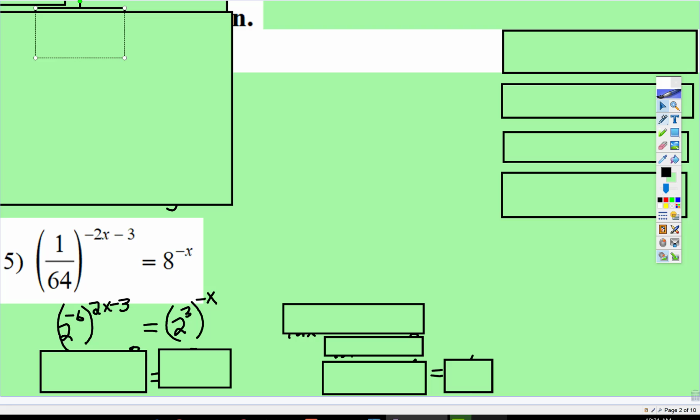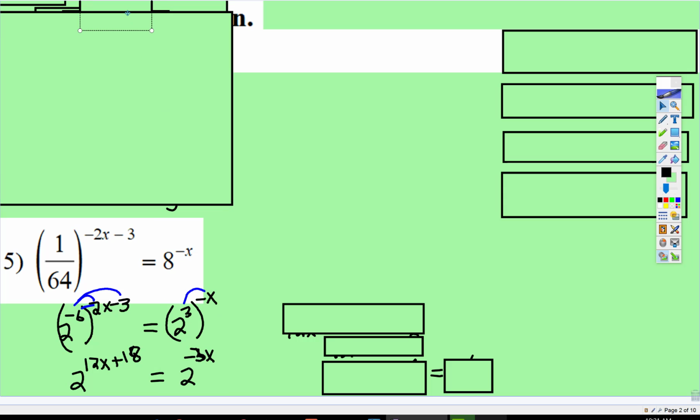All right, and what did we say is the power rule with exponents? When you raise a power to a power, yes, you multiply. So on this one, you do the distributive. This one, it's still distributing. It's just over 1. So negative 6 times 2x is negative 12x. Negative 6 times 3, I knew what I was missing. There's a negative 2 right there. So negative 6 times negative 2x is 12x. Negative 6 times negative 3. So now we have 2 to the 12x plus 18, and 2 to the negative 3x.